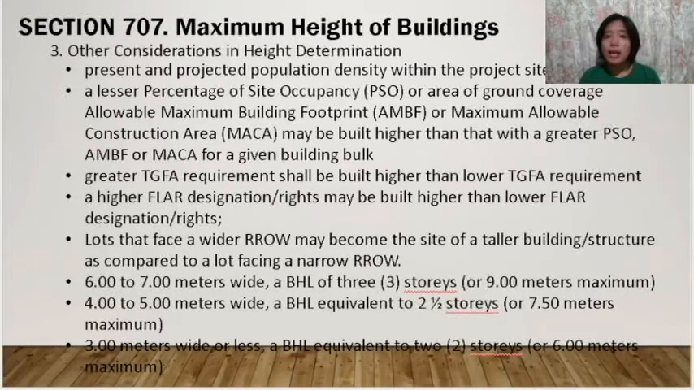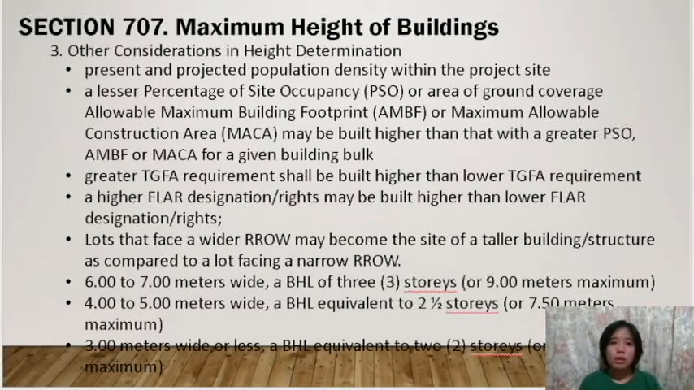Other considerations in height determination are the present and projected population density within the project site, then a lesser percentage with a given building bulk, a lesser percentage of site occupancy or BSO, and allowable maximum floor footprint or AMBF or maximum allowable construction area or MACE may be built higher than those with greater PSO, AMBV, BF, or MACE. Greater TGFA requirements can be built bigger than lower TGFA requirements.